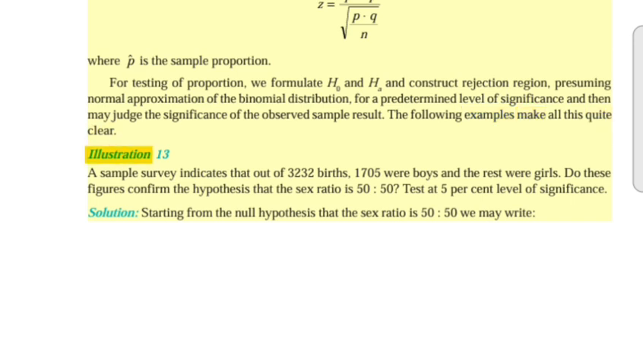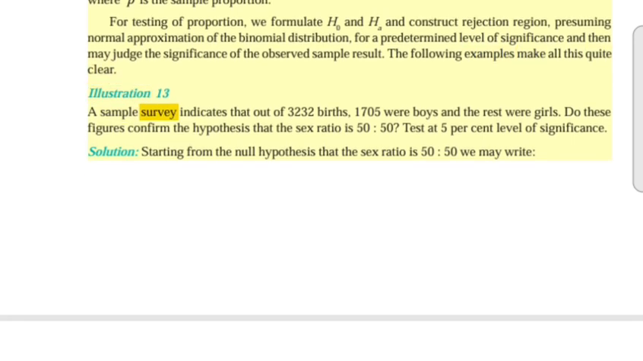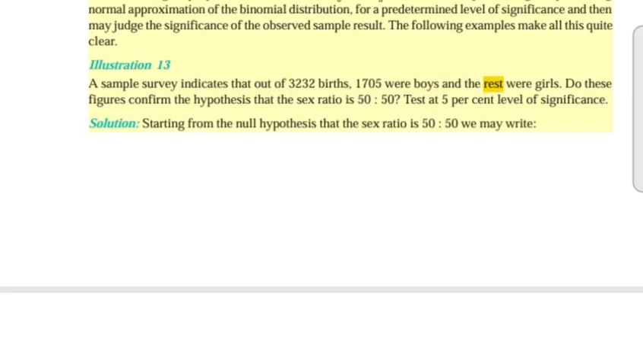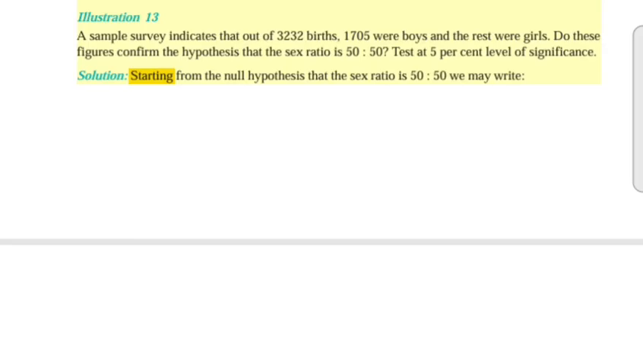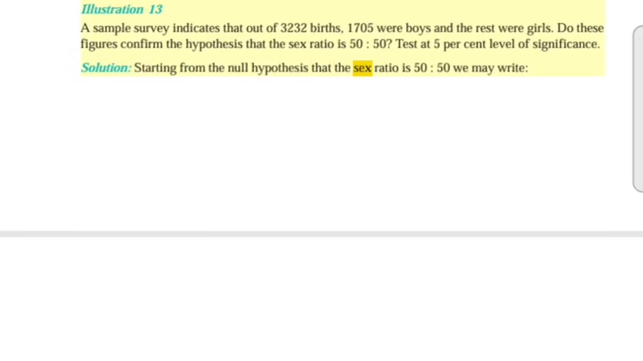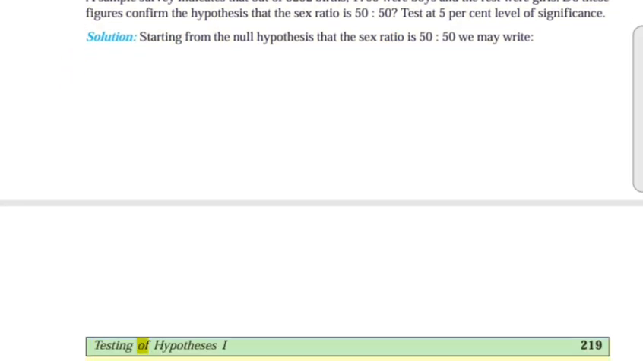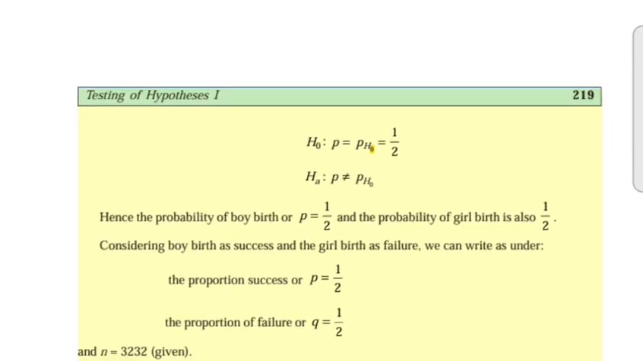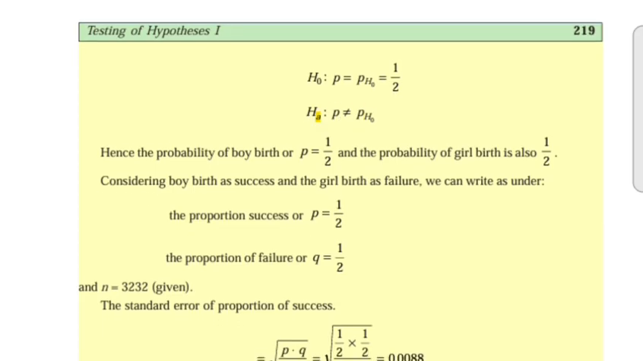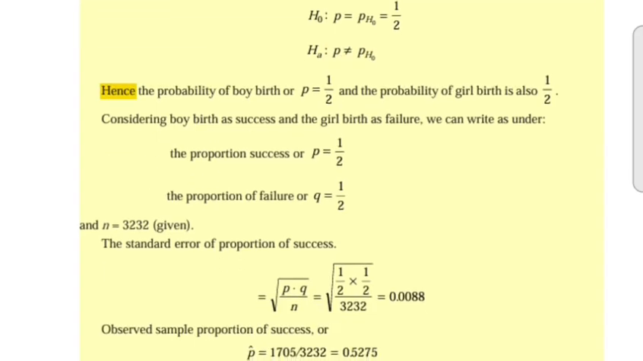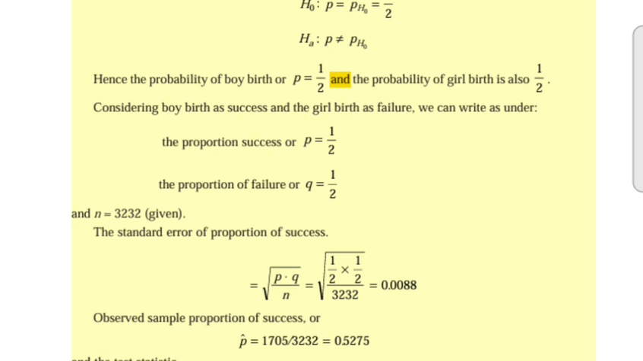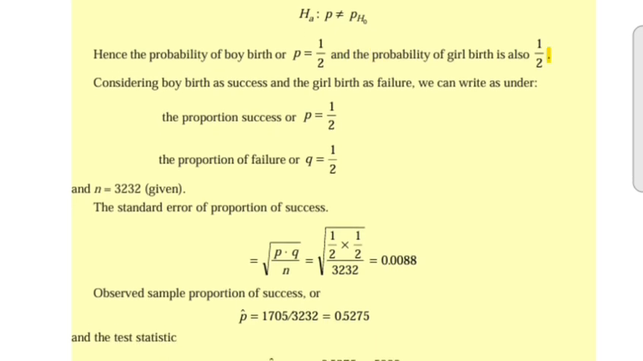Illustration 13. A sample survey indicates that out of 3,232 births, 1,705 were boys and the rest were girls. Do these figures confirm the hypothesis that the sex ratio is 50-50? Test at 5% level of significance. Solution. Starting from the null hypothesis that the sex ratio is 50-50, we may write H0: p = 1/2 and Ha: p ≠ 1/2, hence the probability of boy birth or p equals 1/2, and the probability of girl birth is also 1/2.